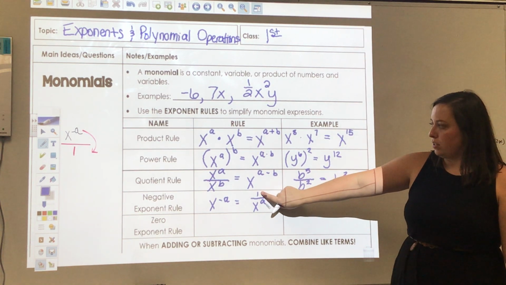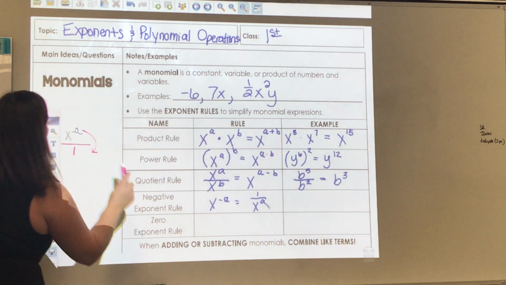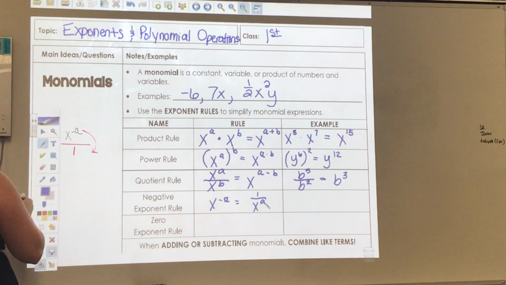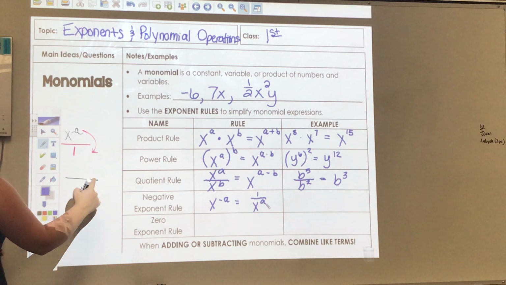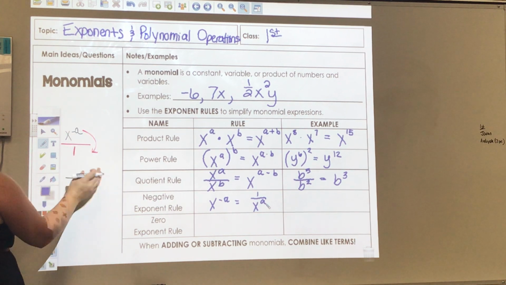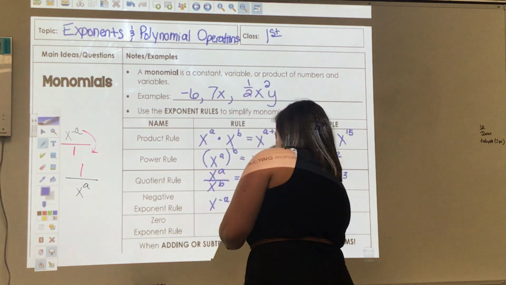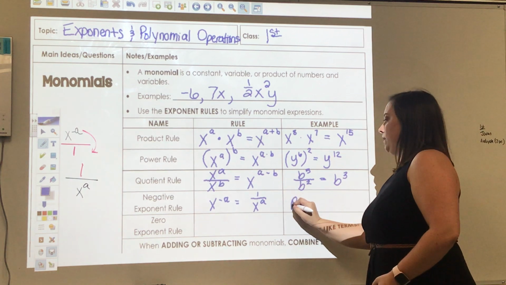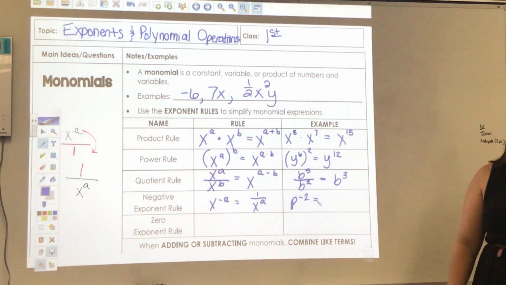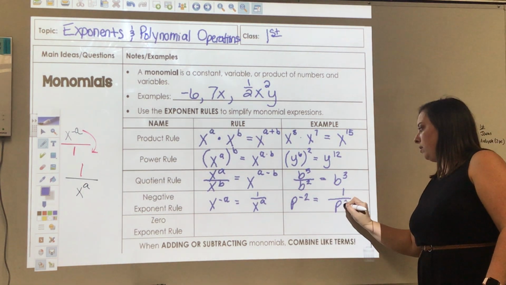You're probably confused as to why there is a 1 now at the top. Well, even though we moved it and there's nothing left up here, there's still that invisible 1 at the top. It doesn't just disappear. Okay. So an example would be p to the negative 2. P to the negative 2 would simplify to, move it down below, 1 over p squared.